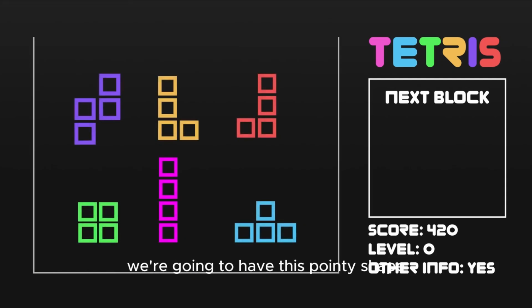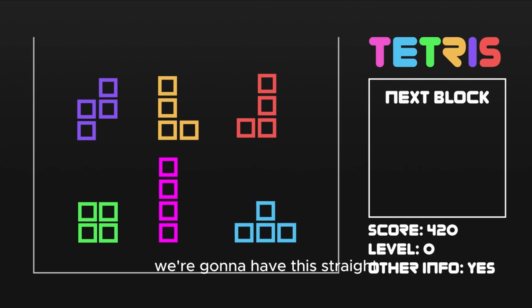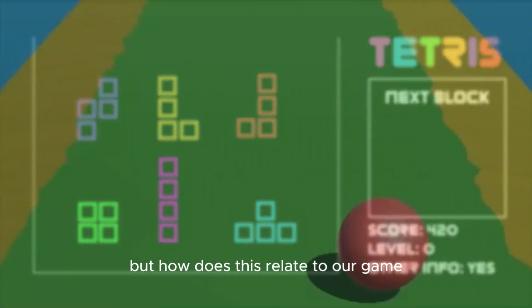Okay, we're going to have this pointy shape. We're going to have this T shape. We're going to have this straight, four line shape. And we're just going to have a bunch of different shapes, and we're going to choose out of these different shapes, and we're just going to procedurally generate them at random as the game is actually playing. So what this means is that the creator can play his own game and be surprised with the results. So this is actually a really fun way to make games. It can also be very frustrating because you can't predict what is going to happen. Not perfectly anyway. But how does this relate to our game?